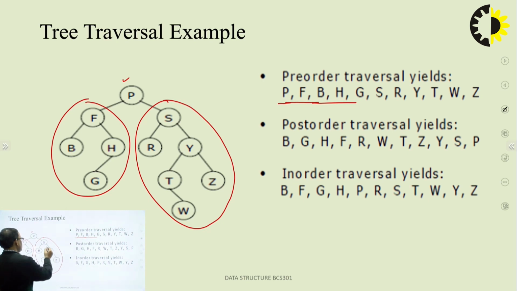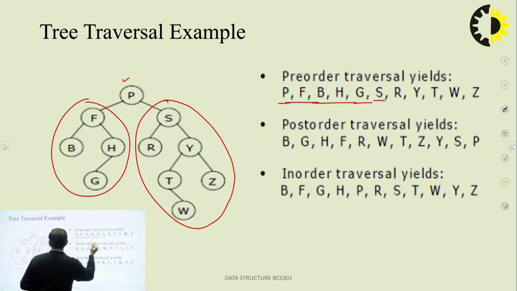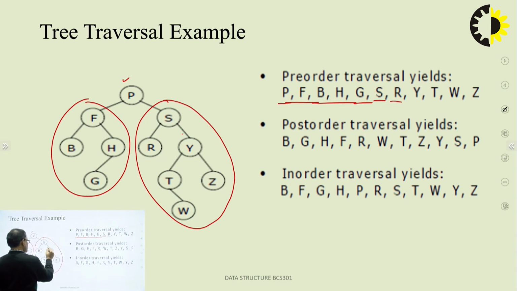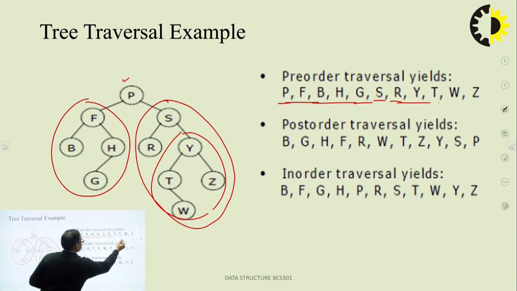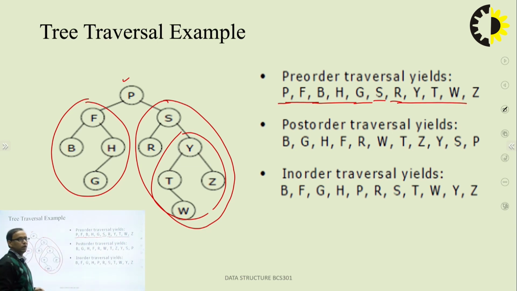Now we will visit the right subtree, again for pre-order: root, left, right. So S, then R. Again for this subtree we will follow this rule, so T, W and Z. So this will be the pre-order sequence for the given tree.